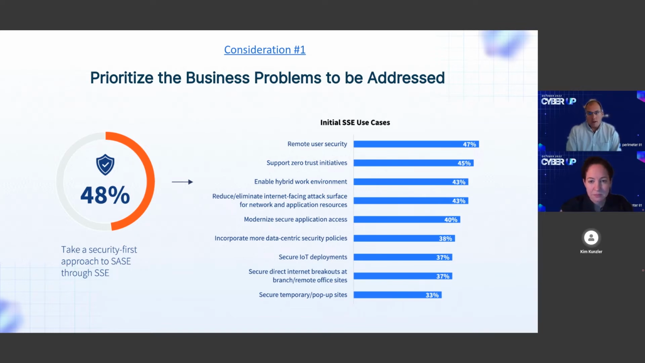Number one, think about this in context of the business problems that you're trying to solve. So first and foremost, nearly half of organizations choose to take an SSE first approach to SASE. About 30% look at the network first, so SD-WAN, WAN optimization, things like that. And 20% say they're taking a converged approach from the start. So the most common starting point is to focus in on security.